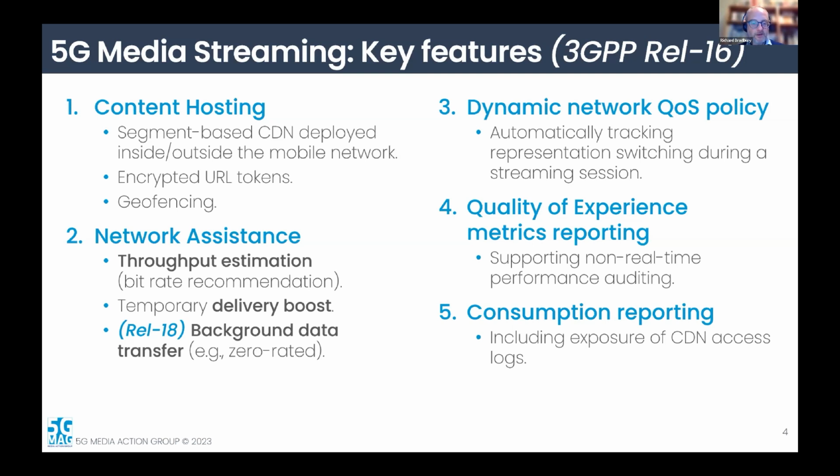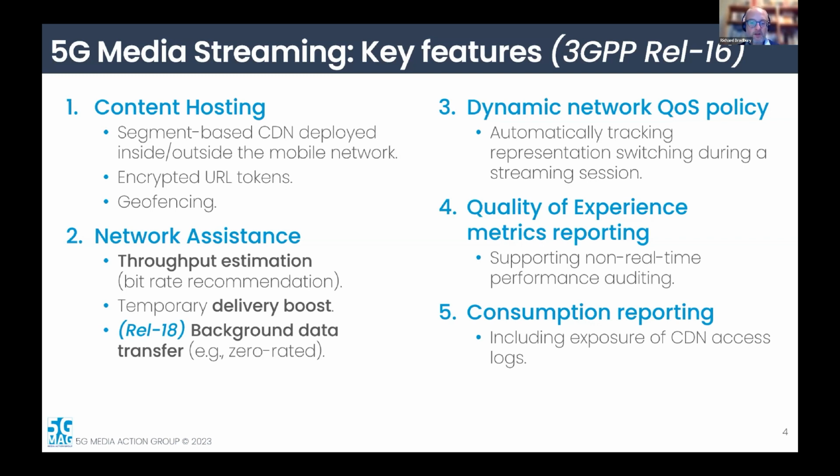And then there's a new feature in release 18 that we're working on at the moment to support background data transfer. So, for example, if you're a bit kinder to the network by reducing your network quality of service, the network might reward you by zero-rating that transfer. And then it can use that spare capacity to give other people delivery boosts. So, it's push and pull. So that's network assistance.